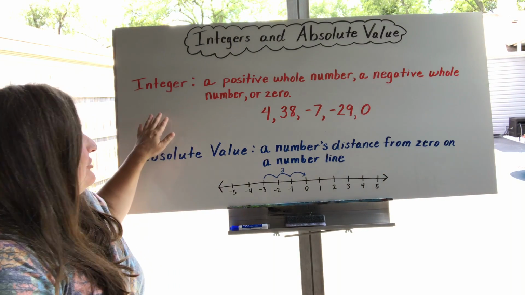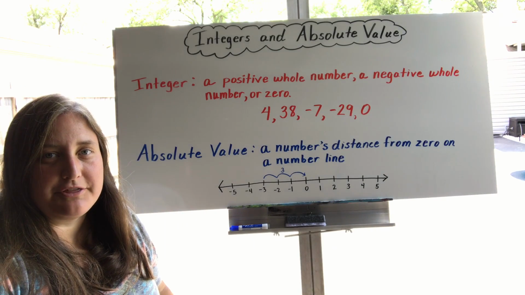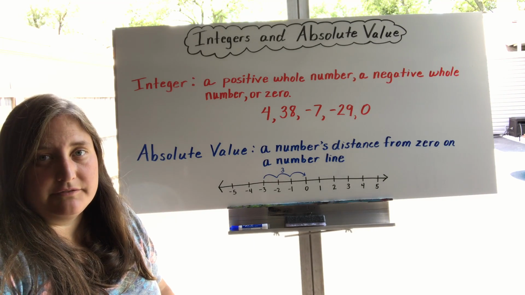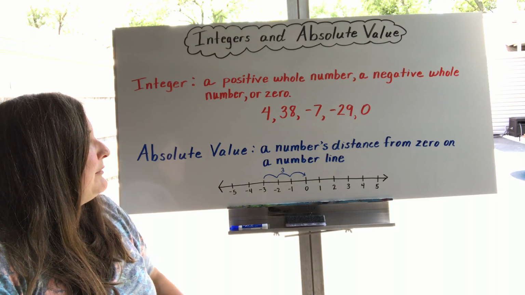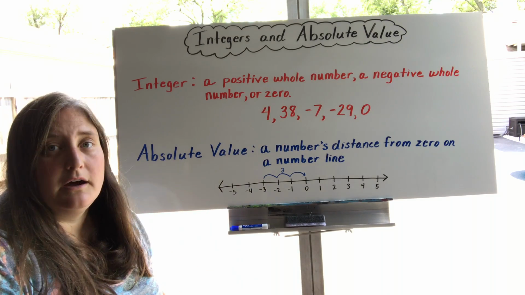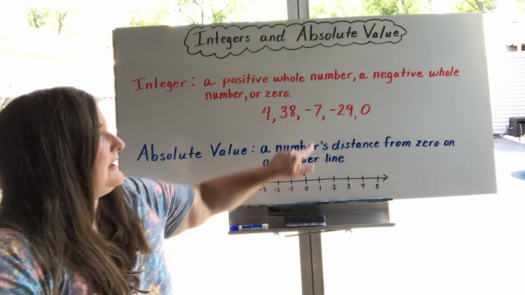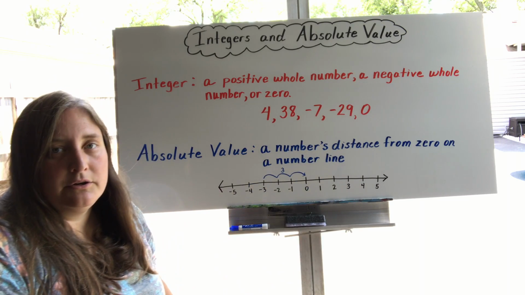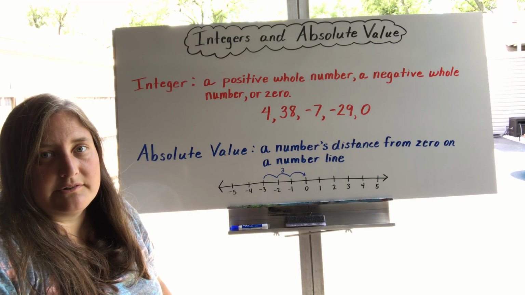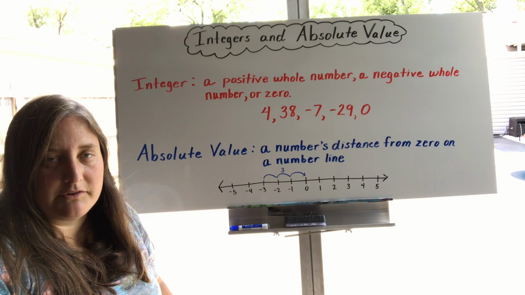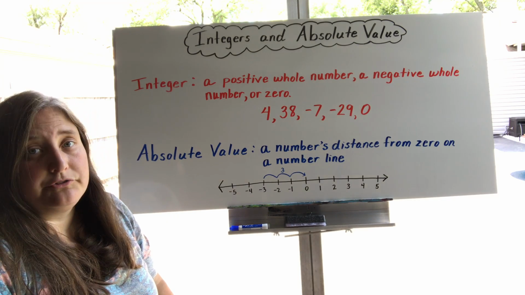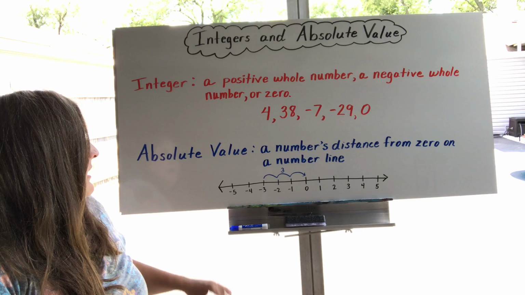So let's start with integers. An integer can be one of three things. It can be a positive whole number, and examples of that would be like 4 and 38. A negative whole number, like -7 or -29, or 0. 0 is not considered to be positive or negative. It's a neutral number, but it also is considered an integer.